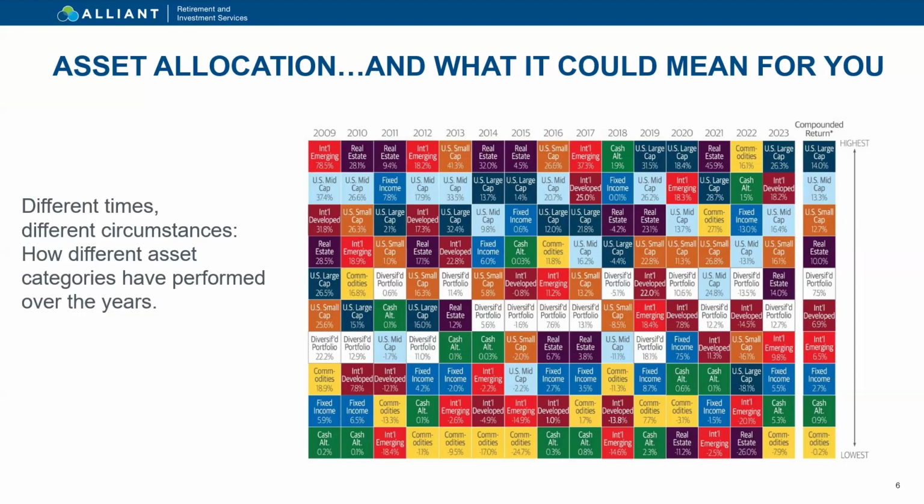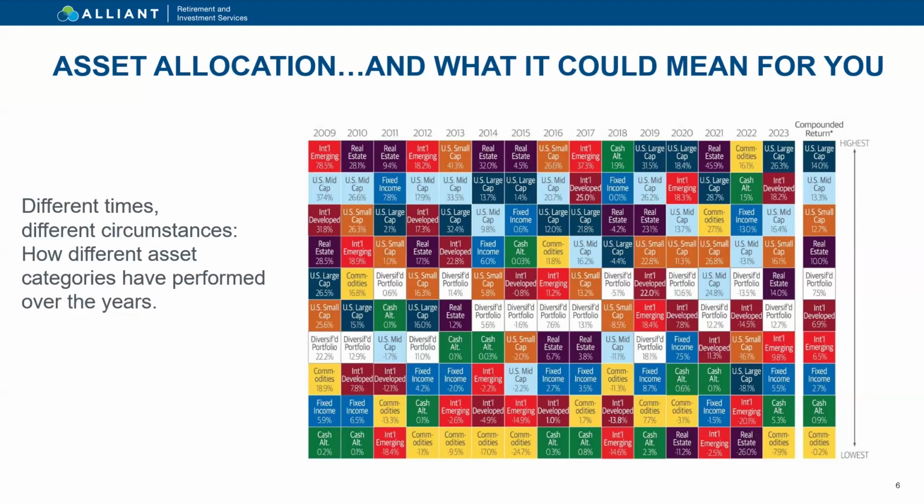So pick any color on this box and draw a line from left to right. Notice there's a zigzag pattern, right? Notice that what was the top performer one year can be the bottom of the list the next year. For example, look at real estate in 2020. The dark purple at the very bottom was a negative 11.2%. And then in 2021, you can see real estate was the top performer at 45.9%. And then in 2022, it dropped back down.